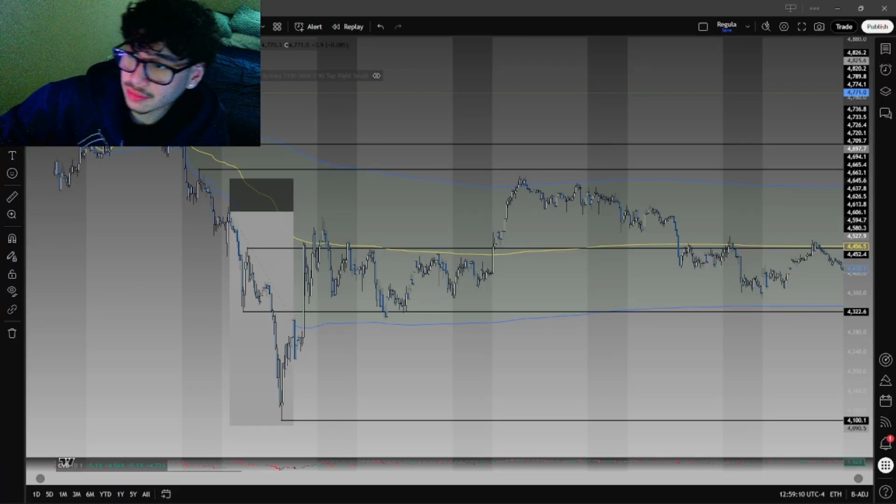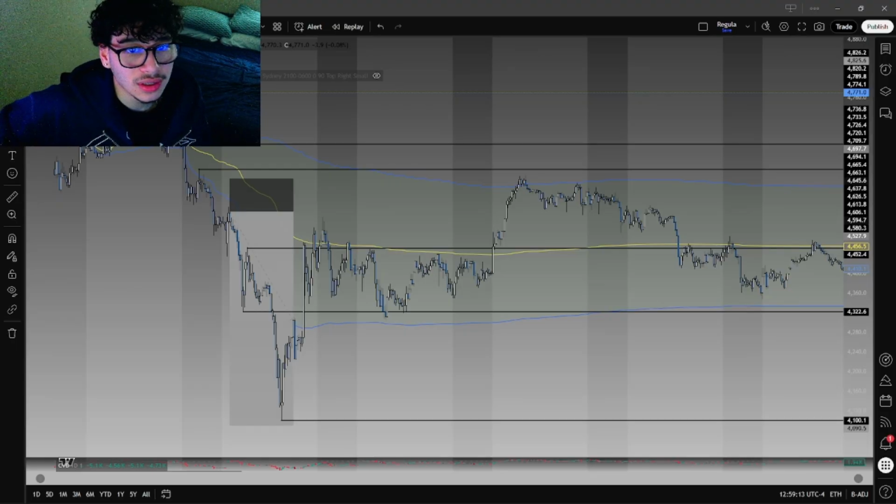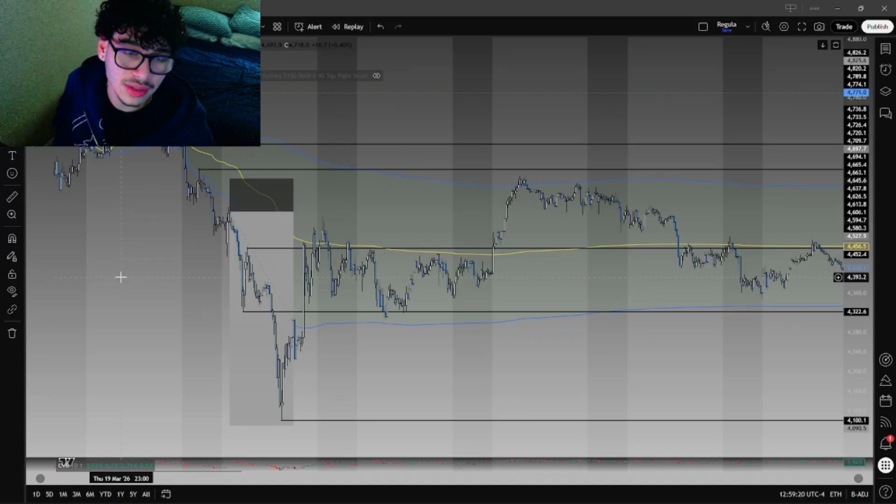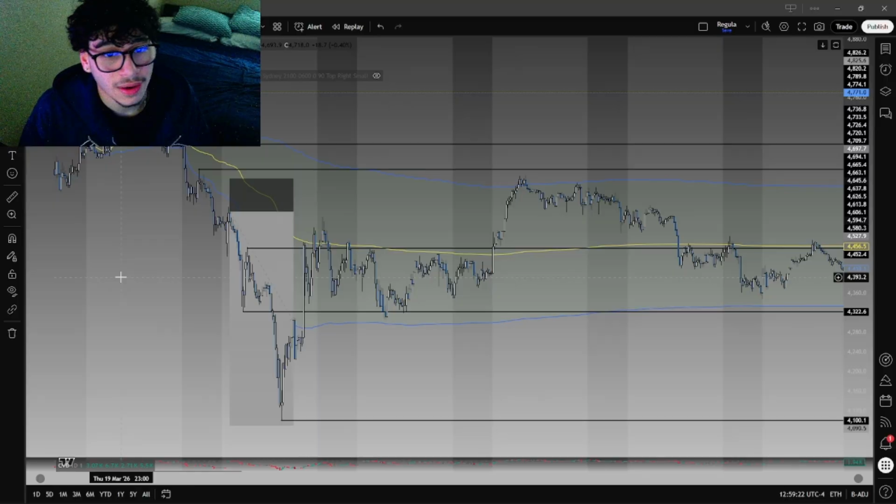So now we have an entry idea. A simple setup would look like this. Price pulls back into the anchored VWAP. If it holds and starts going up, then you can buy. If price comes up to it and gets rejected, then that can be a sell.